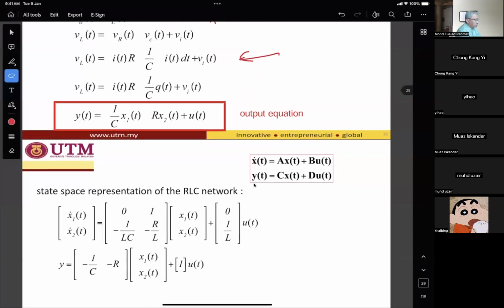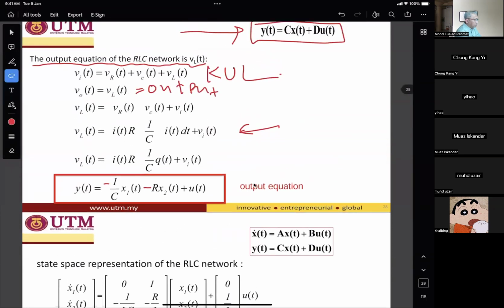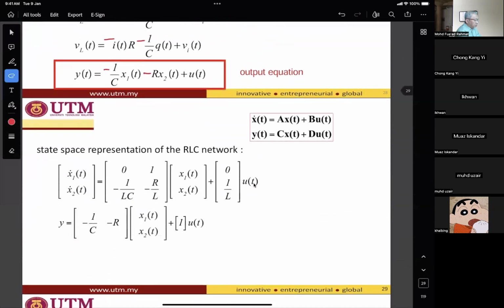Y of t. This one should be minus. Okay. Minus, minus. So if we look here, the symbol in the equation is missing. So we have minus R minus 1 over C. Okay. Please take note. This one is minus as well. Minus, minus. Okay. This one is minus, minus.